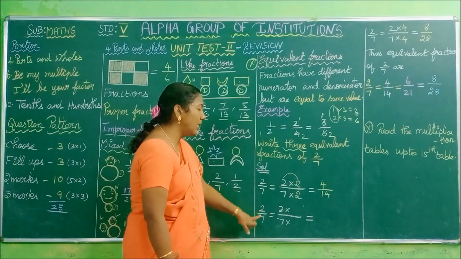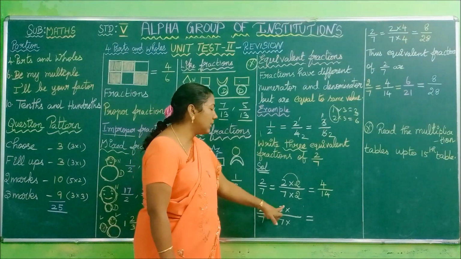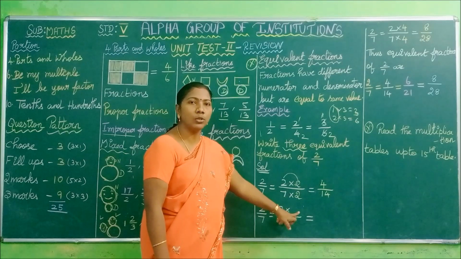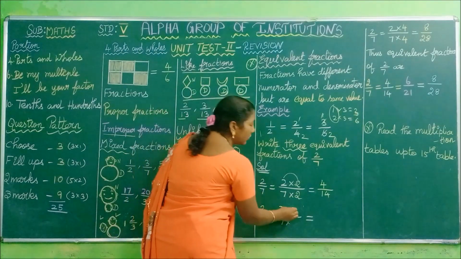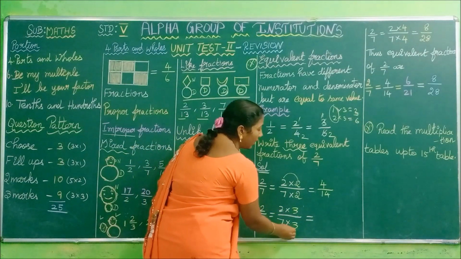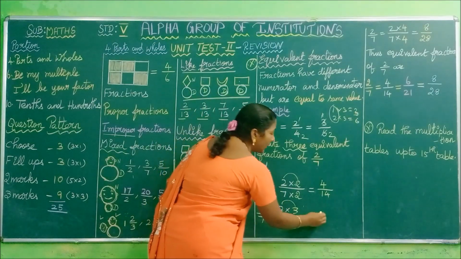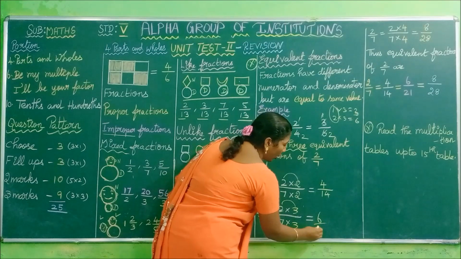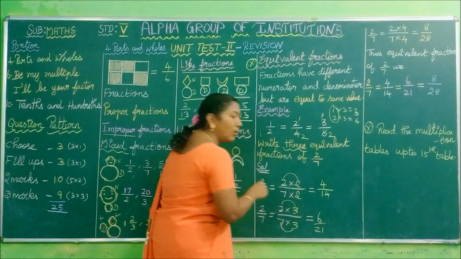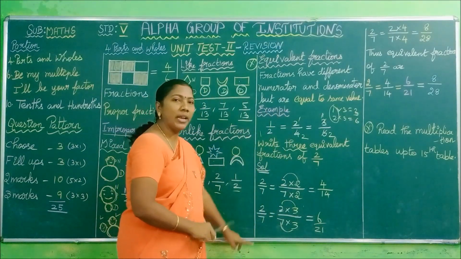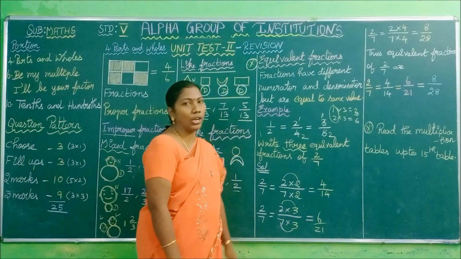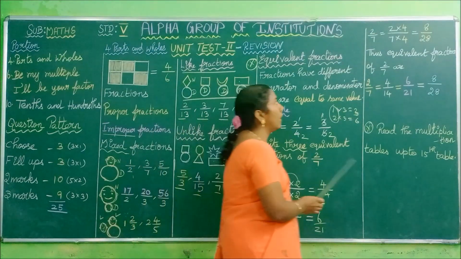Next, 2 by 7, you have to write like this. Next I am choosing a number different from 2. So I am choosing the number 3. Now you multiply the numerator as well as the denominator by 3. So 3 2s are 6, 7 3s are 21. Thus we got one more equivalent fraction of 2 by 7, that is 6 by 21. Next I have chosen the number 4.